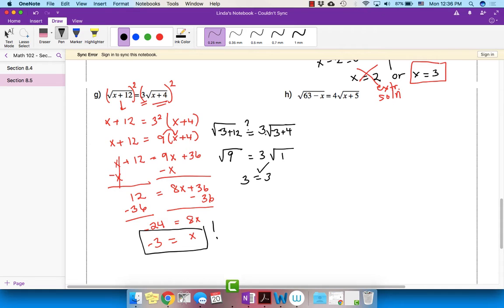The last example: why don't you try the last example yourself? Because it's similar to G. And in terms of checking for the solution, send me an email. Take a screenshot, text it to me, send me an email, and I will double check your work for you.